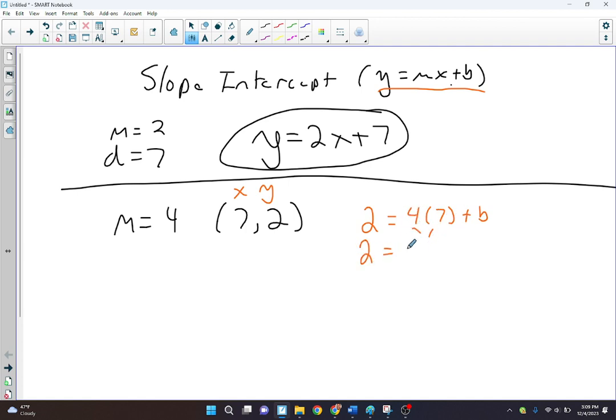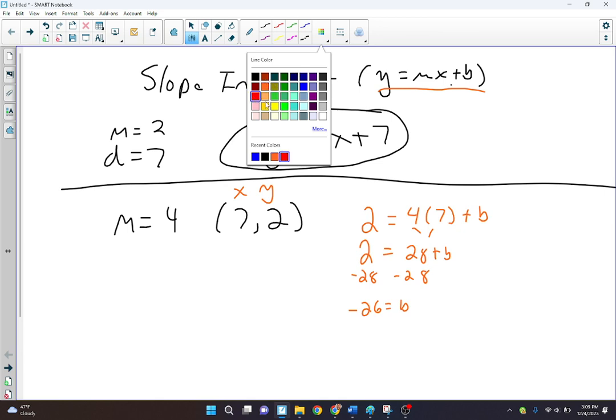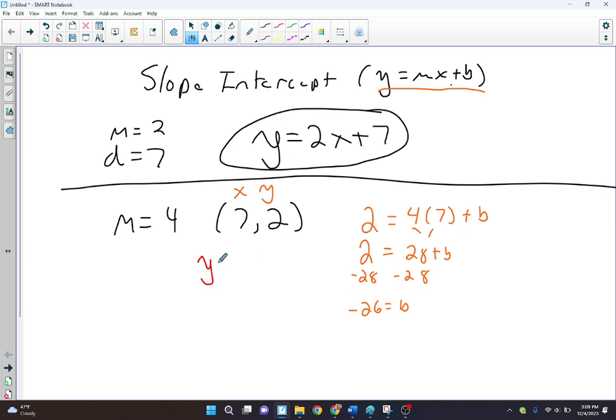4 times 7 is 28 plus b. Minus 28 both sides. Negative 26 equals b. That is not your final answer. Remember, you want an equation for the final answer. So your final answer is y equals 4x minus 26. Once again, you need the equation as the final answer. If you don't have the equation for the final answer, you're going to lose a point. If you don't put the equation, what's in red right here, okay?